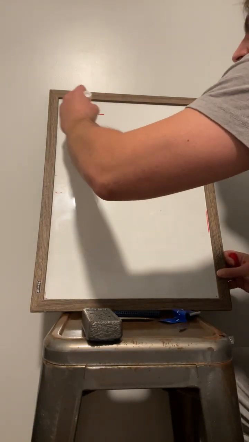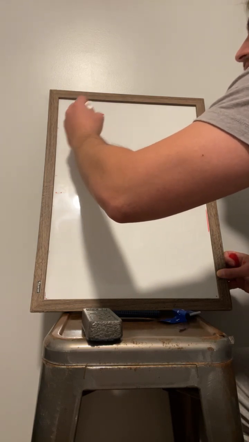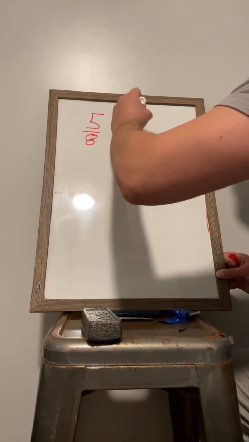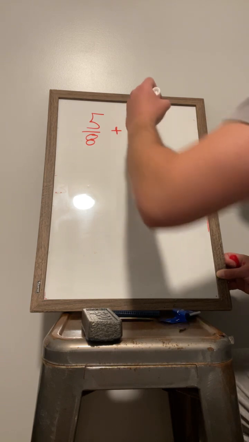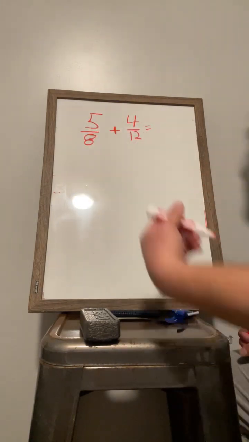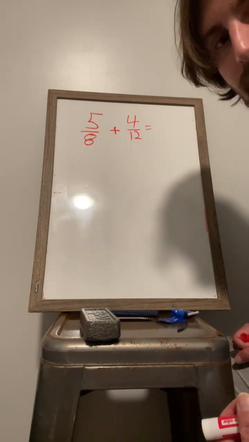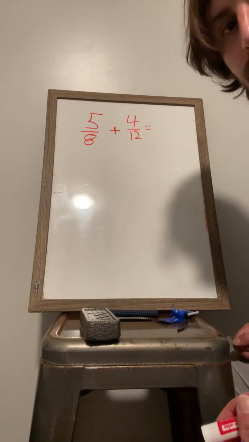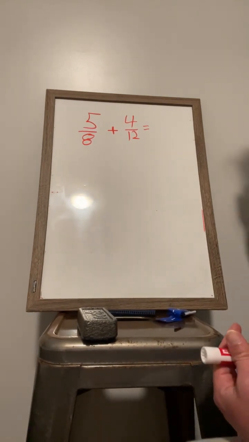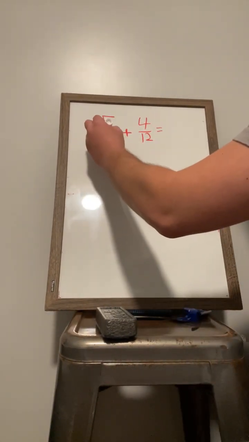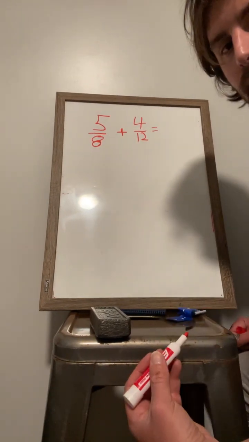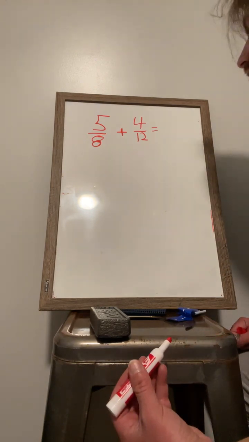So next problem, we have 5/8 plus 4/12. Again, we cannot add those fractions as they are because the denominators are different. So the first step is to find the least common multiple and convert the denominators into something that fits for both numbers.